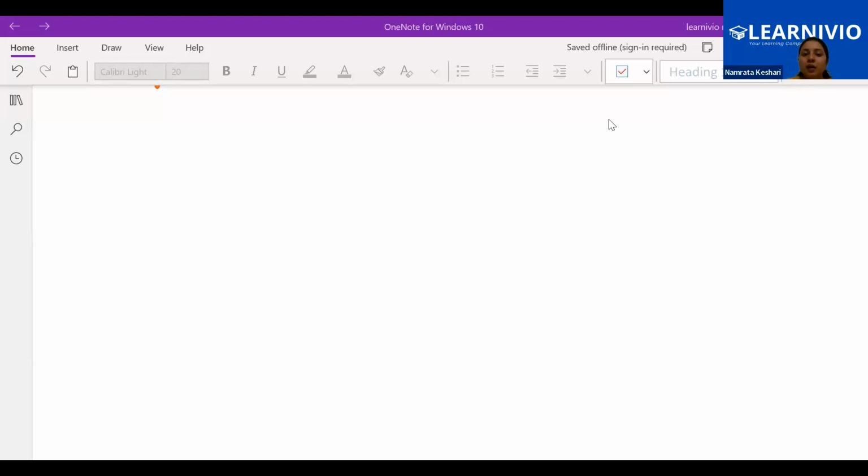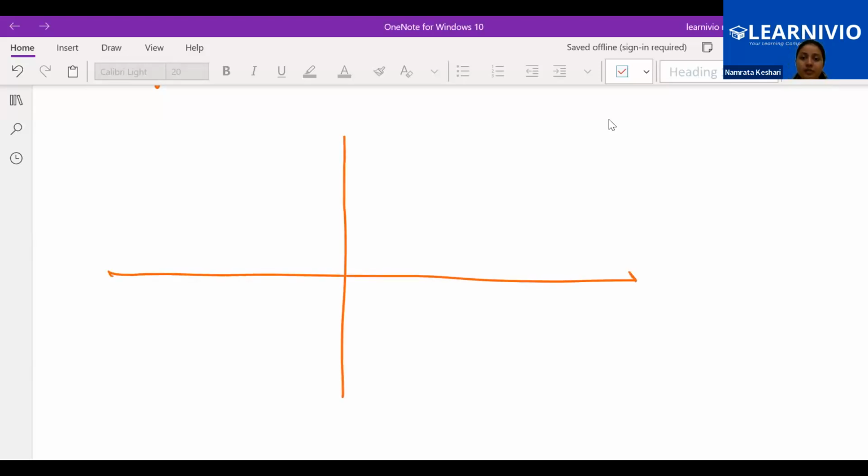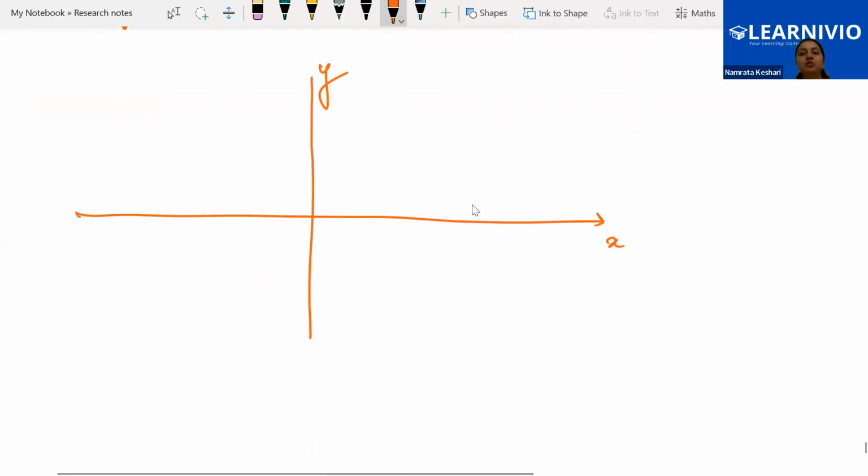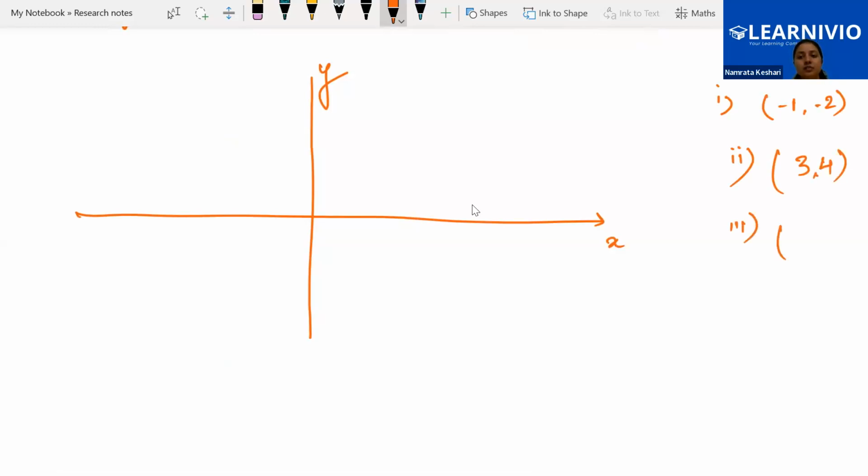So we were talking about if we will be having a coordinate system, x-axis, y-axis. I am going to take a few points and we are going to locate them. Quickly. Number 1 point is -1, -2. Number 2, it's 3, 4. Number 3 is 0, 5. Number 4.